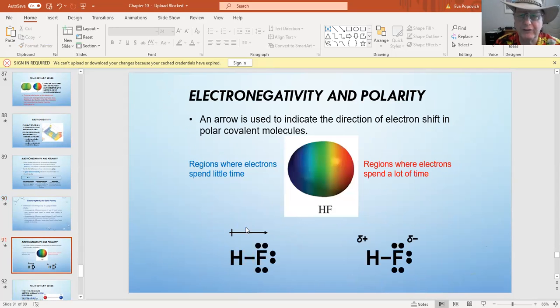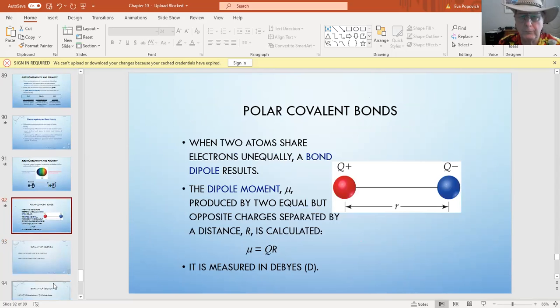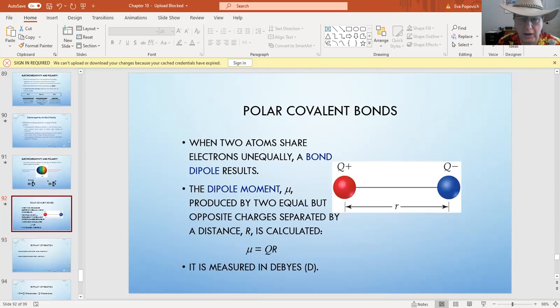And you can designate it, as I said, by these little deltas, plus and minus, or you can designate it with an arrow. The head of the arrow points where the negative charge is going. And this is what I just described about being in the magnetic field. That is, the dipole moment is the force aligning the molecule with the magnetic field.